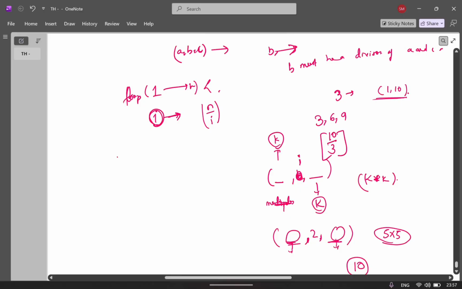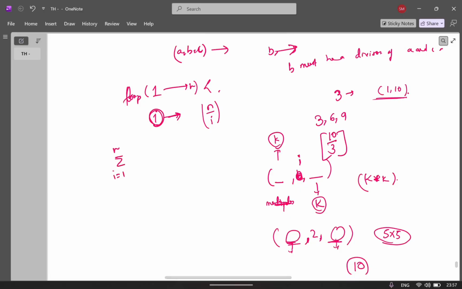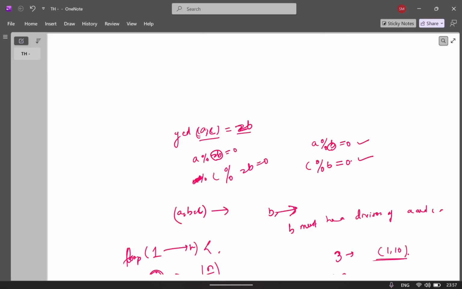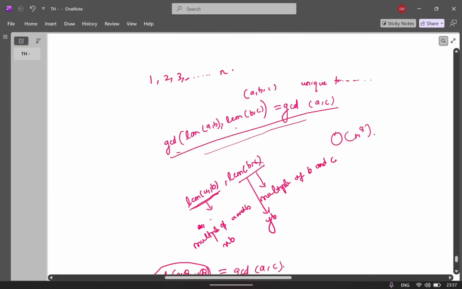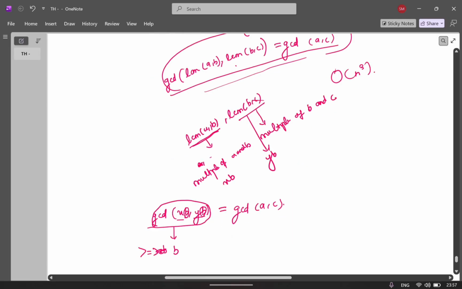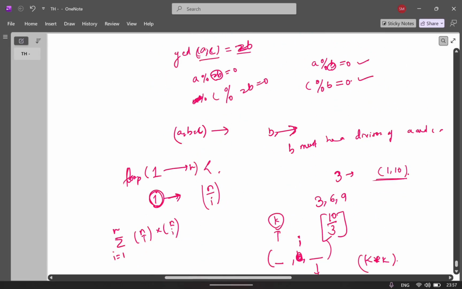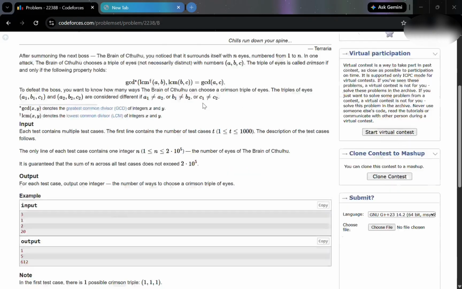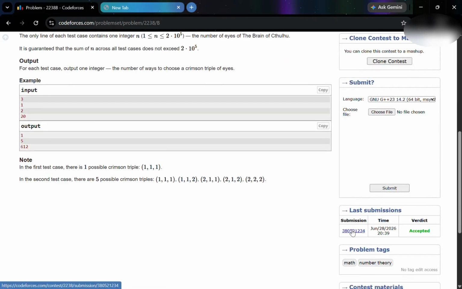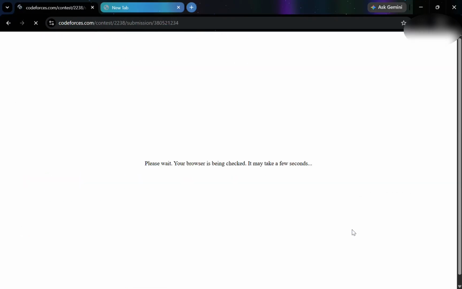So the answer will be the summation of I equal to 1 to n of n by I into n by I. That is simple. You can see how such a big, complex-looking equation just simplifies to this. Okay, so now let's look at the code. You can easily write the code, not much of a problem.